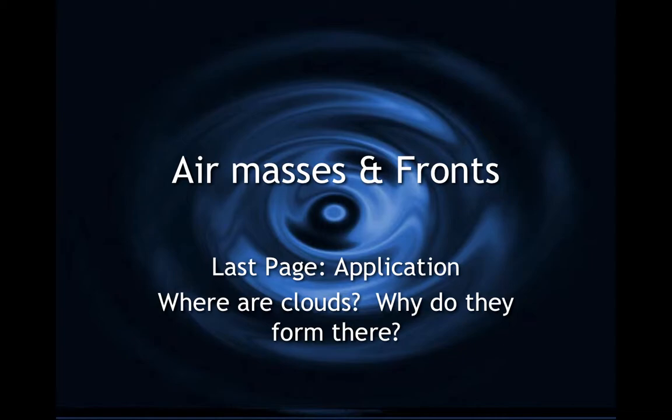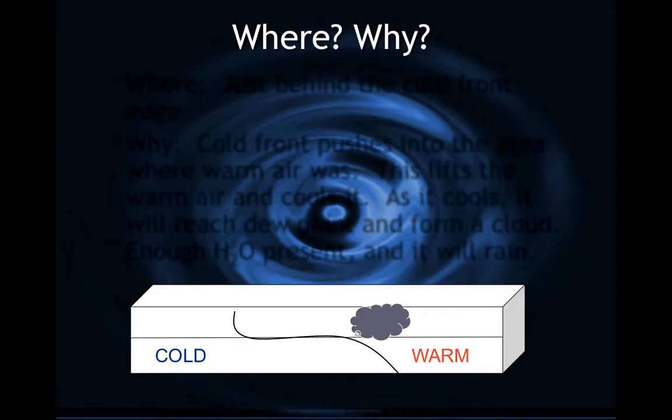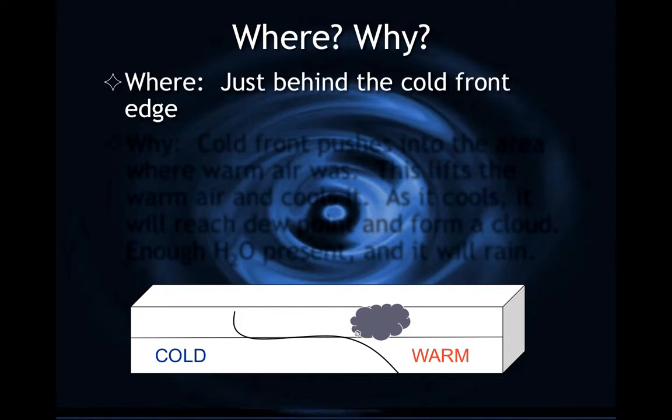All right, so the question on the back of that air masses and fronts page said, where are the clouds and why do they form there? And it gave you an image that looked like this, and there you can see where I placed the cloud. So why does it go there? It goes just behind the cold front edge. First off, we know this is the cold air because it goes underneath this part, and the warm air is going to go on top, so hot stuff rises and cold stuff sinks. So we know this is the cold stuff, we know this is the warm stuff. So the clouds are going to form right behind that cold front edge.